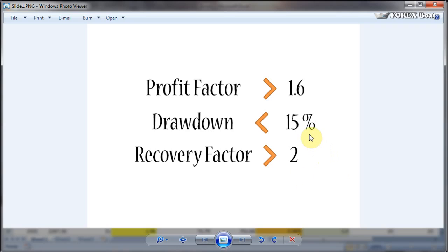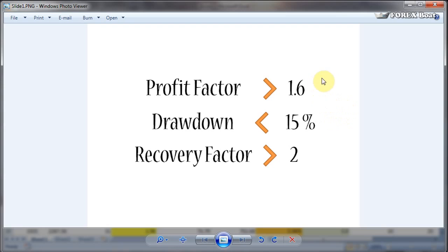And in terms of drawdown, if you're very risk averse, you can lower this to 10%. So you'd be looking for a system to have a maximum drawdown of 10%. Or if you're risk seeking, then you could increase this up to 30%. It all depends on what kind of person you are and what kind of risks you're comfortable with.